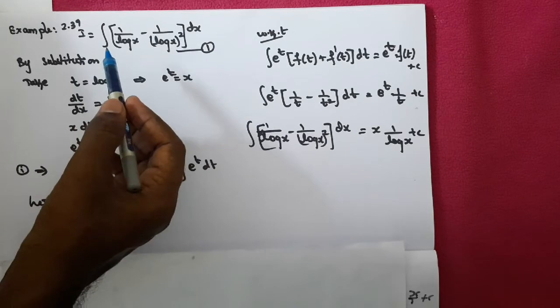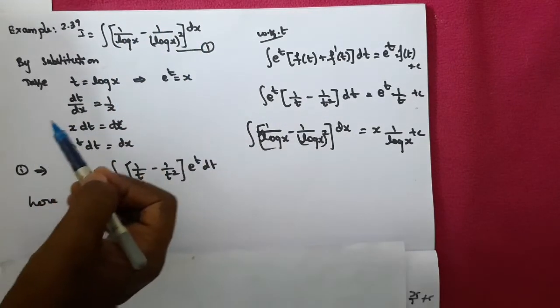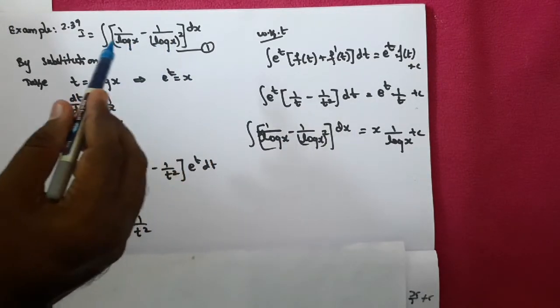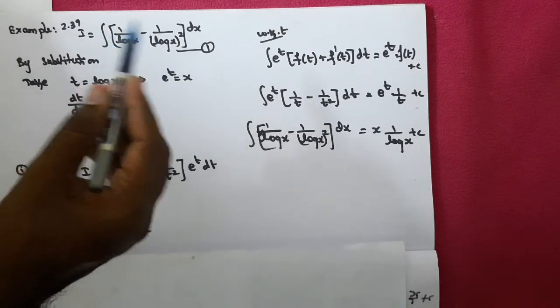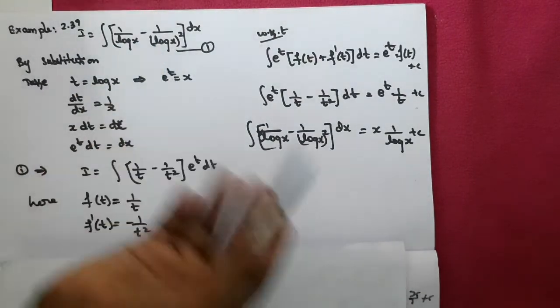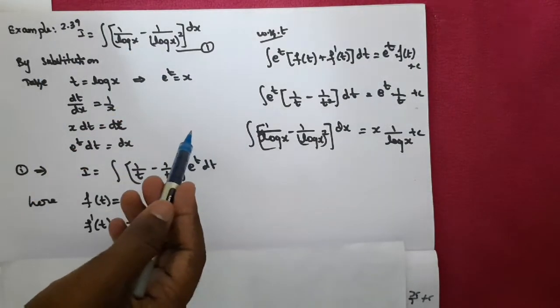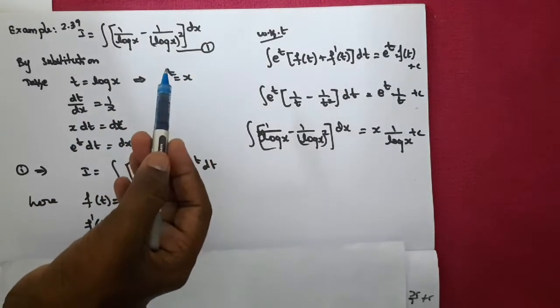I equal to integral 1 by log x minus 1 by (log x) the whole square into dx. This is the question. But this time in the integral, have you seen any e power x term? No. If you have e power x, then f of x plus f dash of x, only then can we apply the formula. But we do not have e power x. So what do we have to do? We have 1 by log x minus 1 by (log x) the whole square. So let's have a try.